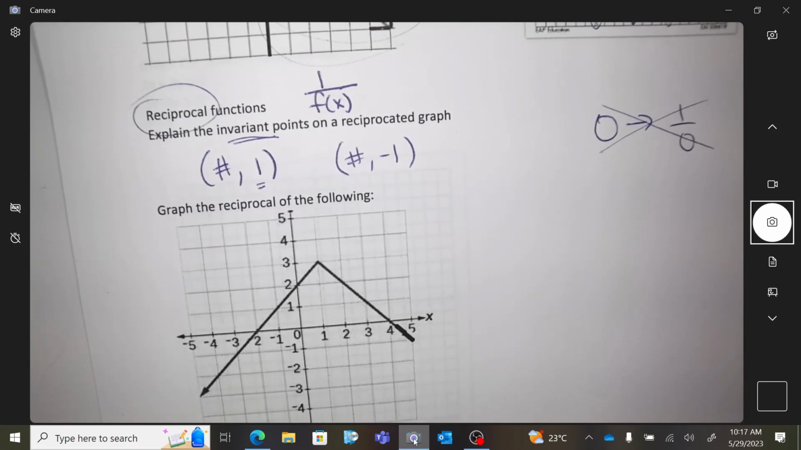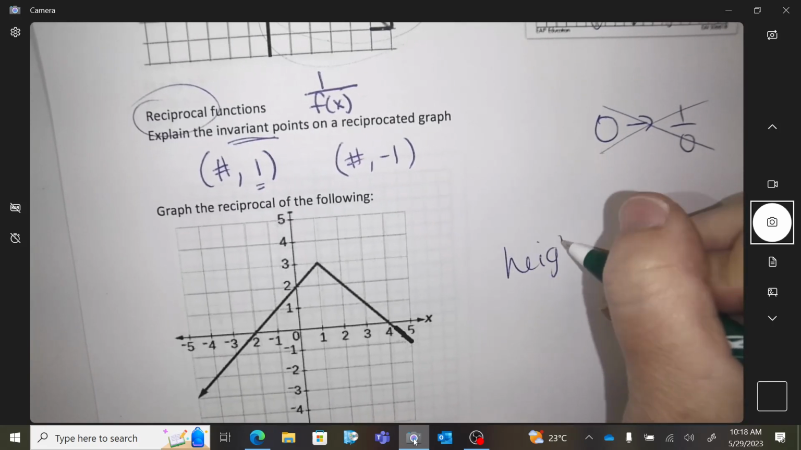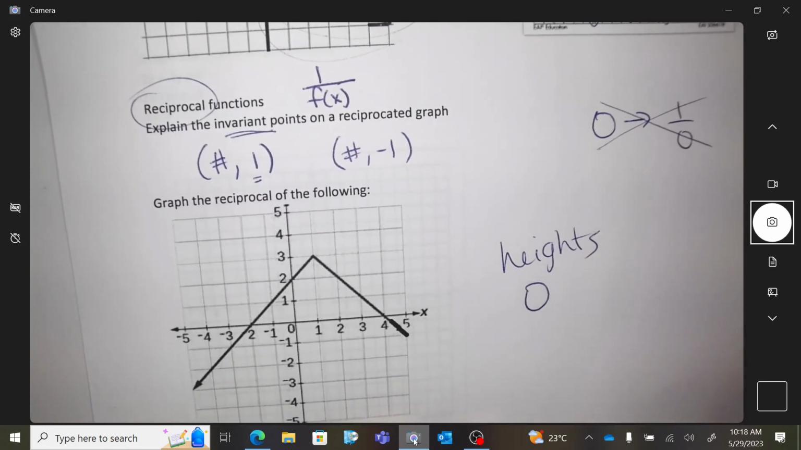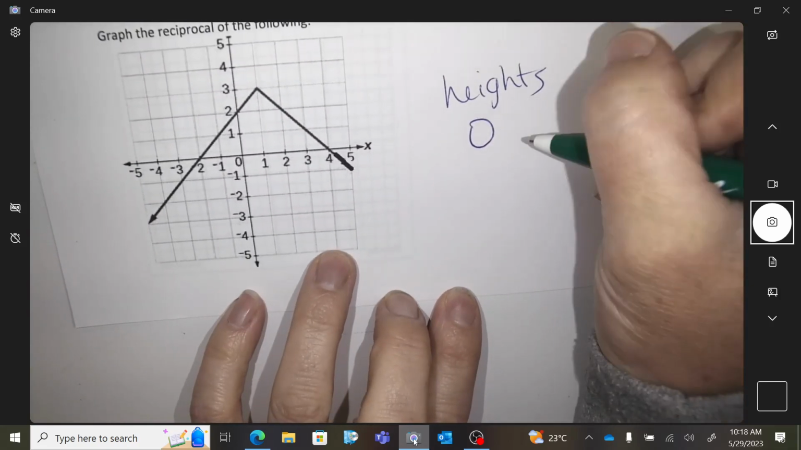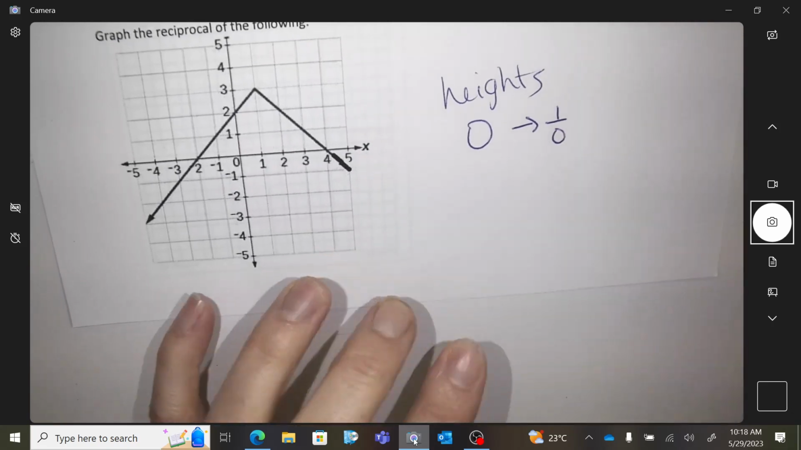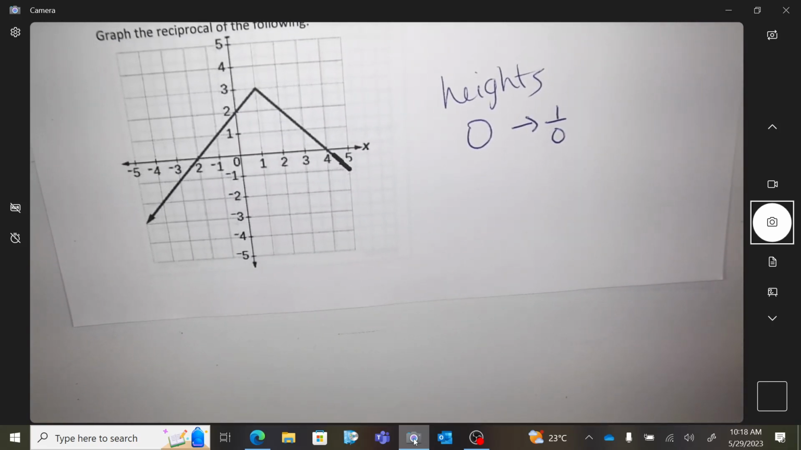Okay, there was a 3-step process here. So the first step was heights of 0. That's kind of where I actually started from. Because the reciprocal of it is 1 over 0, which is special. Anybody remember there's a fancy word? Undefined. And how do you graph the number undefined?